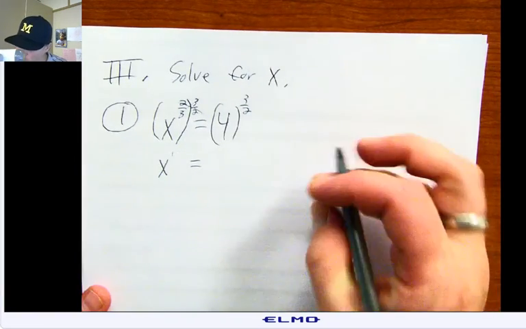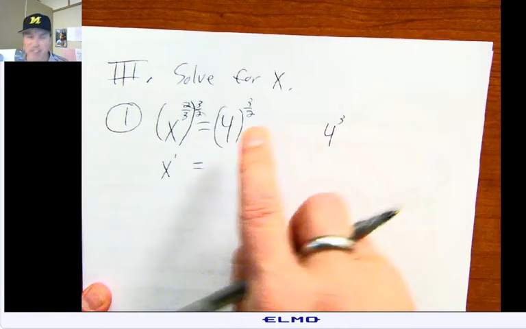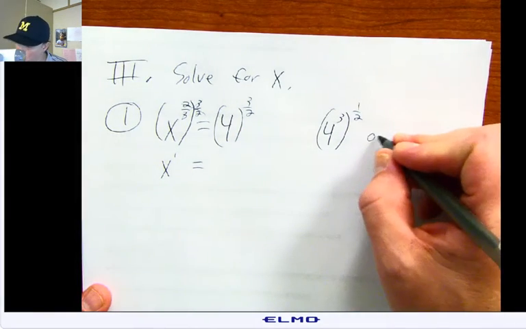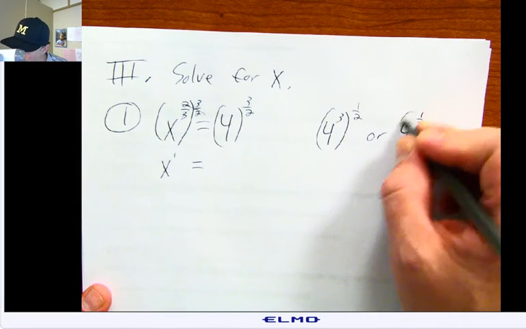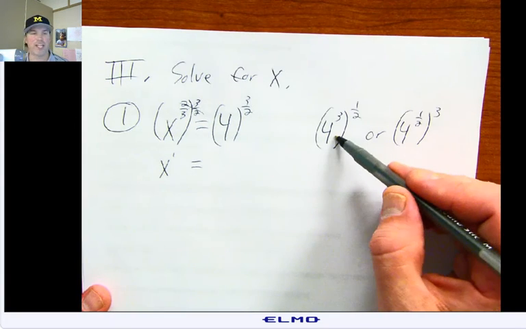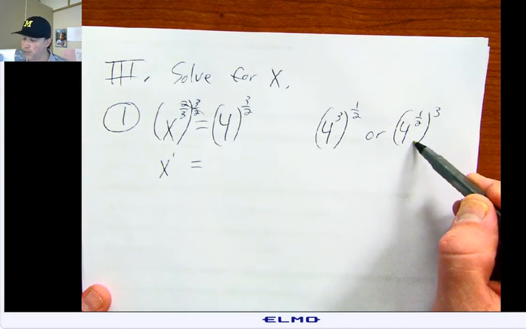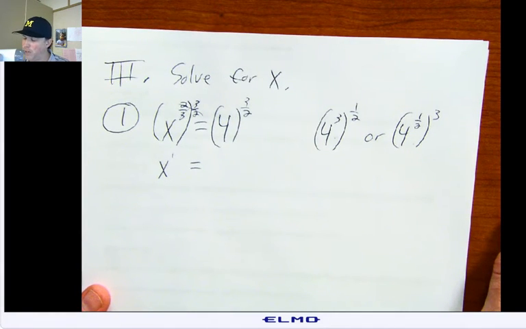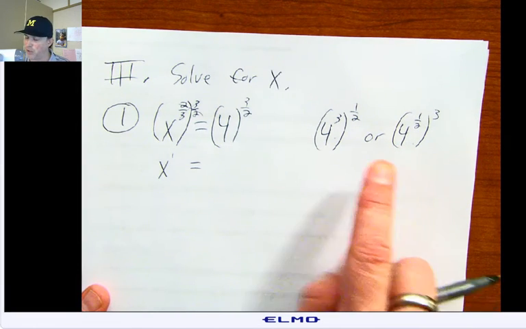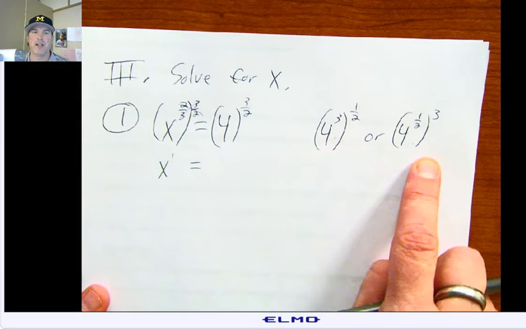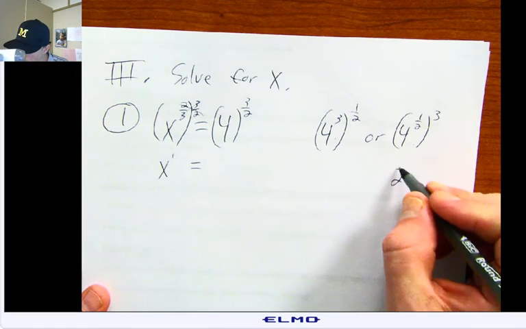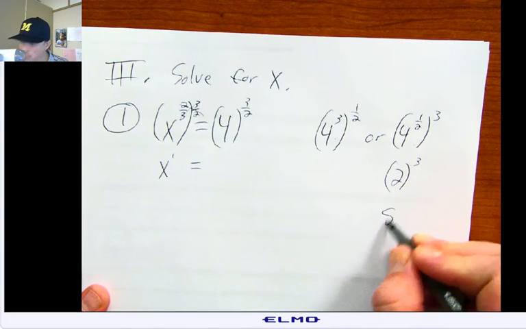Now, you have a couple different options. You could think of this as 4 to the 3rd power raised to the 1/2, or you could think of this as 4 to the 1/2 raised to the power of 3. You're going to get the same answer. Basically, do you want to cube something first, or do you want to root something first? In this particular case, I'm going to root it first because these are non-calculator problems, and you might not know what 4 to the 3rd power is, but 4 to the 1/2 is the square root of 4, which becomes 2. So this becomes 2 cubed, and 2 cubed is 8.